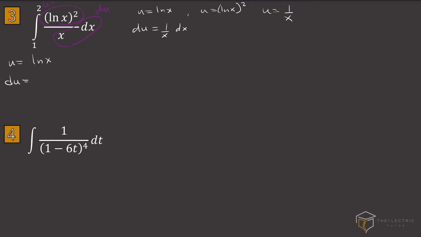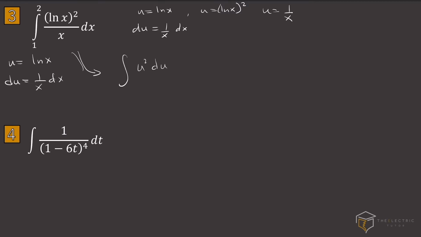This exercise is actually pretty easy. It's just designed to make it look scary, but when you notice this pattern, then this just becomes very easy, okay? So the du is going to be 1 over x dx. And again, if I rewrite this integral in the u world, I have the integral of u squared du. Look at how easy that was.